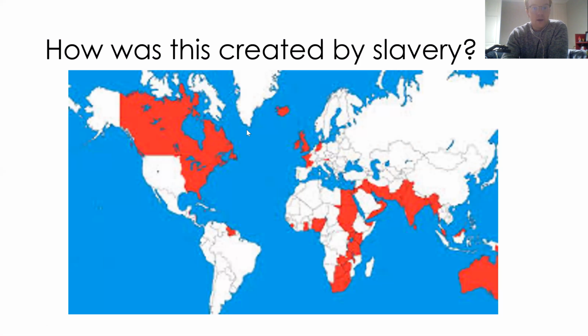So we're going to be looking at how the British Empire, all the countries in red are controlled by Britain. All the countries apart from this one here are colonies. We're going to look at how they're actually controlled, or how Britain benefits from slavery.